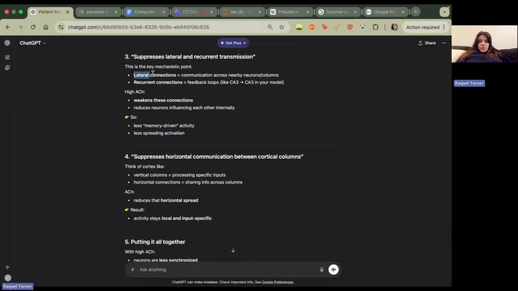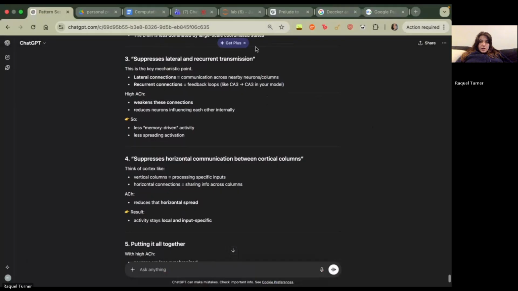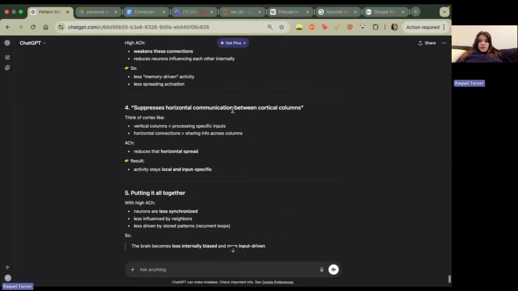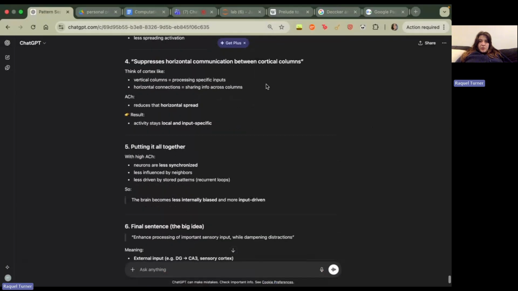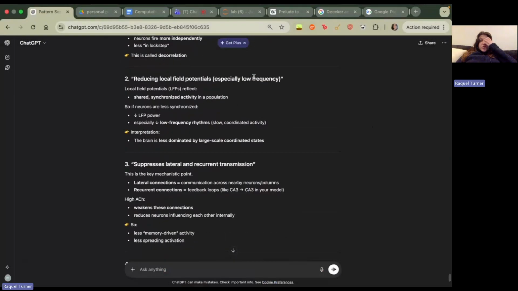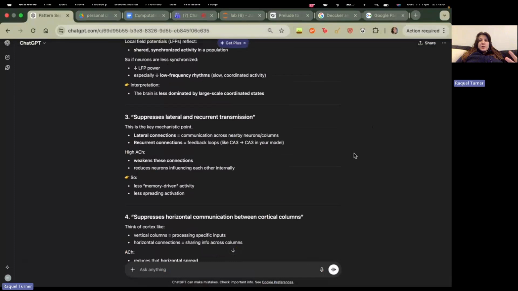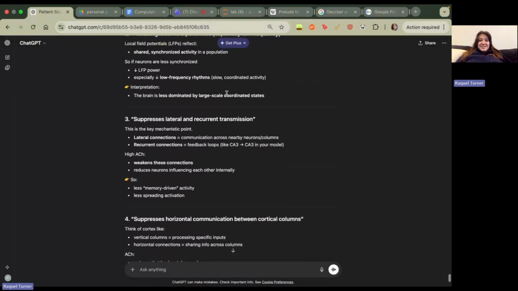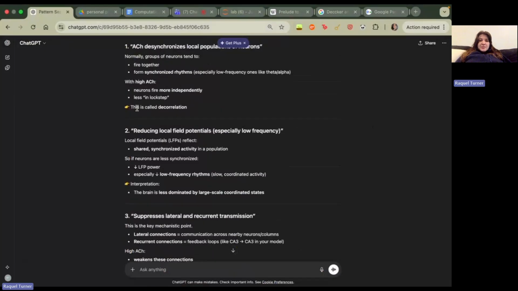it weakens lateral connections, so communication across nearby neurons, and recurrent connections, so feedback loops like CA3 to CA3 in your model. We already know the recurrent connections part. I've already done that, or messed with that in my recall phase, I think. There's so much that I can put in here that I'm getting a little bit overwhelmed by the amount of stuff to do. But it's basically the same thing as I'm saying.